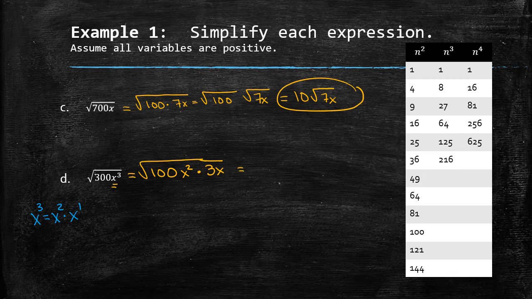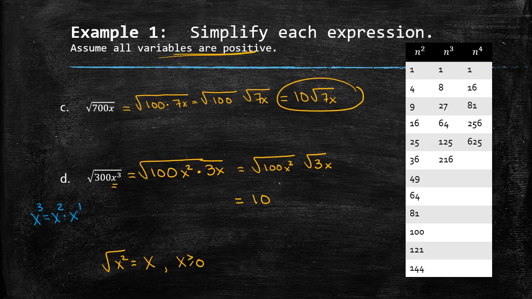Okay, I now can write this separately. So I have the square root of 100x squared times the square root of 3x. The square root of 100 is 10. The square root of x squared is equal to x as long as x is greater than or equal to 0. Since we're assuming all variables are positive, we can just write this as x. Good, and then I still have times the square root of 3x. And we're going to do some more examples where we have variables raised to powers.